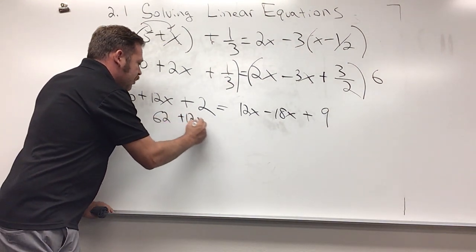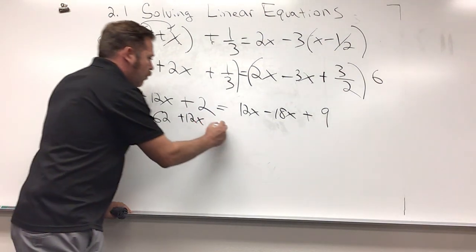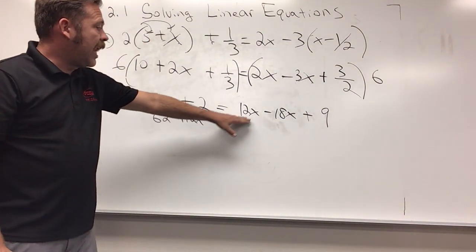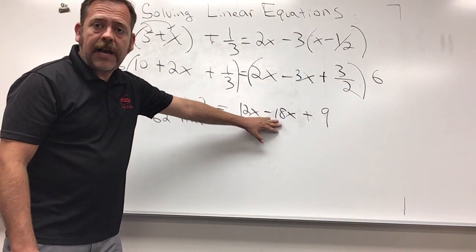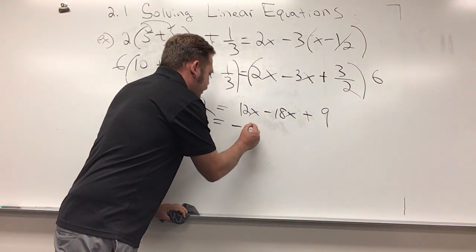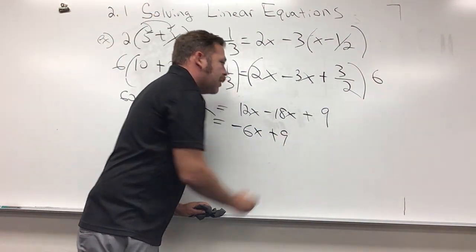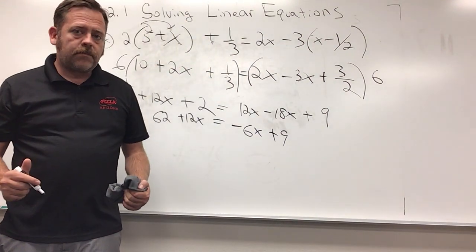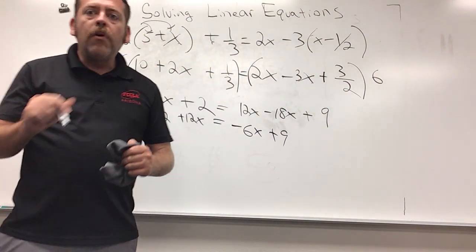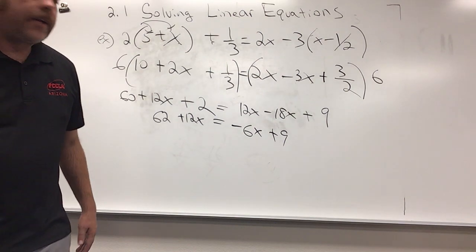Plus 12x equals, and here I have 12x minus 18x, which is negative 6x plus 9. What's next? Yeah, moving all variables to one side.